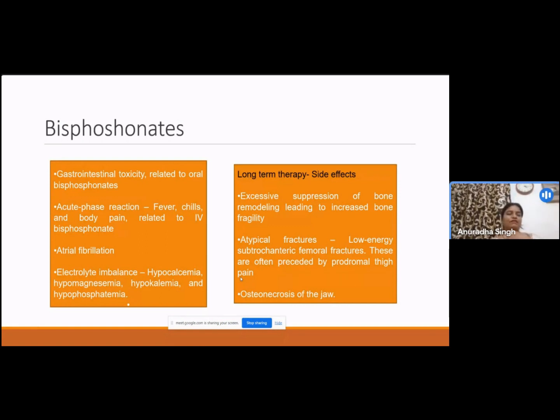Now, when we talk of side effects, the bisphosphonates can have certain short-term side effects and long-term side effects. The short-term side effects can be gastrointestinal toxicity and acute phase reactions related to the IV injections. It can be serious acute side effects like atrial fibrillation and electrolyte imbalance. The long-term therapy, however, may cause a profound, or what we call an excessive, suppression of bone remodeling leading to fractures. So this is important. Atypical fractures are important and they may lead to osteonecrosis of the jaw. So the duration of therapy has to be carefully monitored and tailored according to the patients.